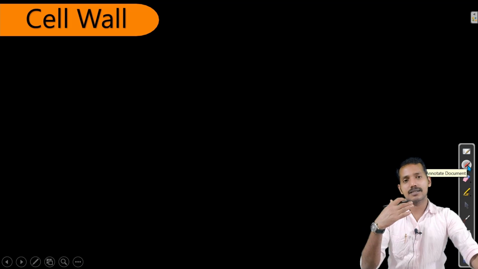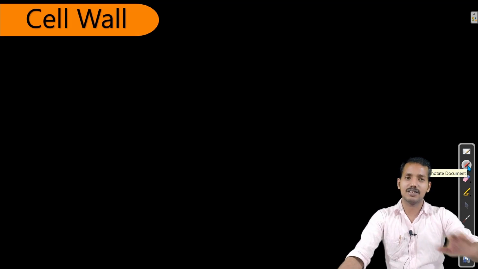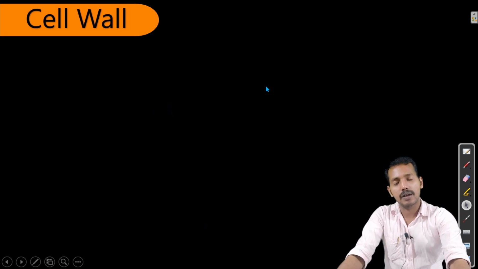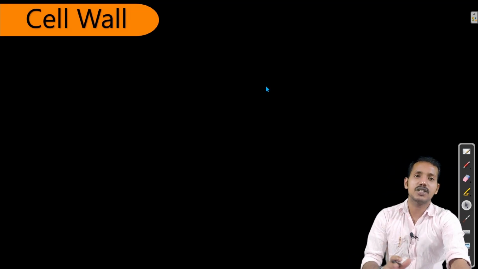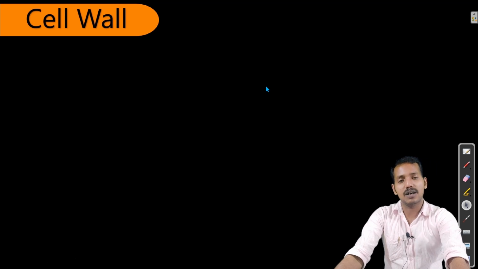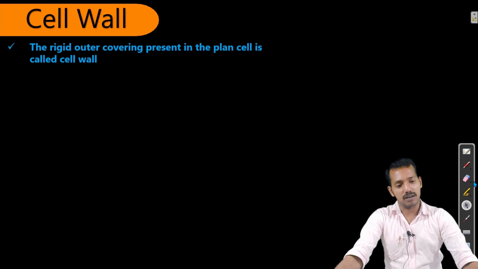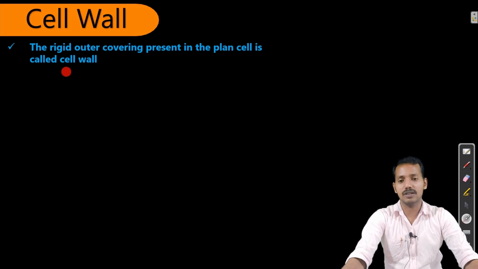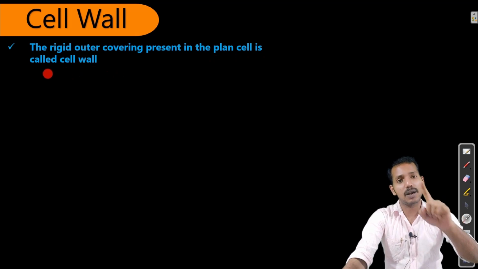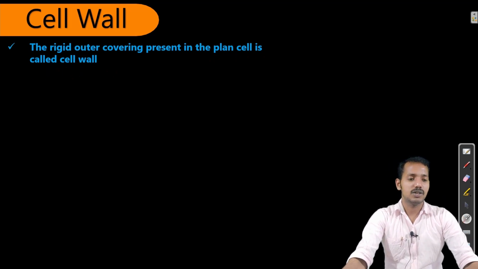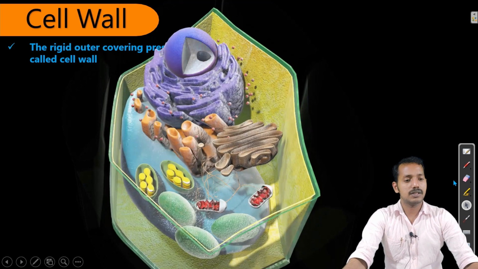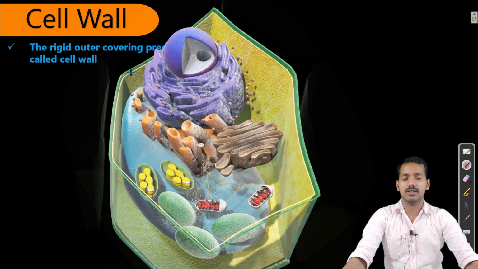I told you that the plasma membrane is essential for all cells because that is the boundary of the cell. In a plant cell, in addition to the plasma membrane, there is one more rigid layer called the cell wall. The rigid outer covering present in the plant cell is called the cell wall, in addition to the plasma membrane. That is very important. So you can see here, this is the structure of a typical plant cell.